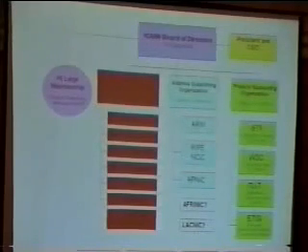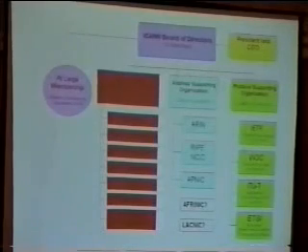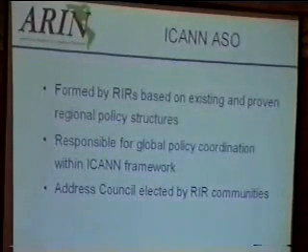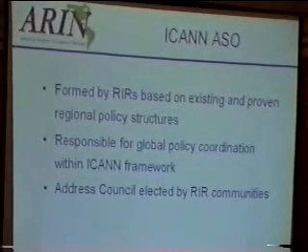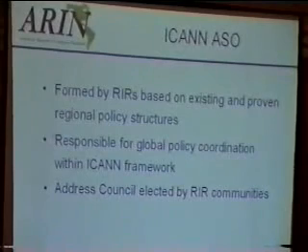And also down here you see that there's a root server system advisory committee, a government advisory committee, membership implementation task force, and a budget advisory group. Now the ICANN ASO is formed by the regional Internet registries based on existing and proven regional policy structures. So basically the ASO is ARIN, RIPE NCC, and APNIC.